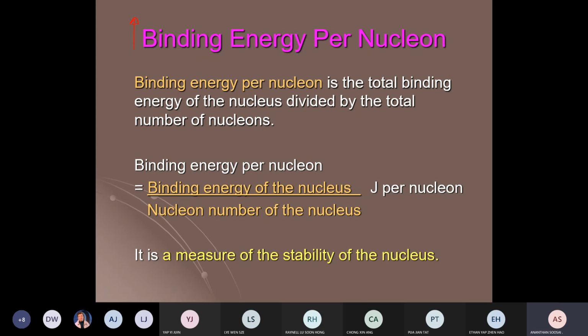Don't get confused between the stability of the nucleus and the stability of the atom. In chemistry, you learn the stability of the atom, not the stability of the nucleus. I think this is the first time you come across the stability of the nucleus. What determines the stability of the nucleus is binding energy per nucleon: how much energy binds each nucleon. So you got the idea?